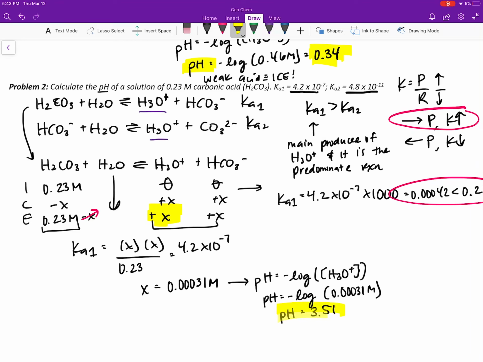This should make sense because this is an acidic solution, therefore I would expect for it to be a pH of less than 7, because that is what we expect for acids. Whether they are weak or strong, it's irrelevant. The pH should be less than 7.